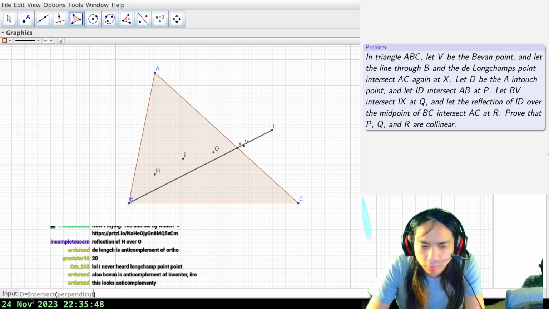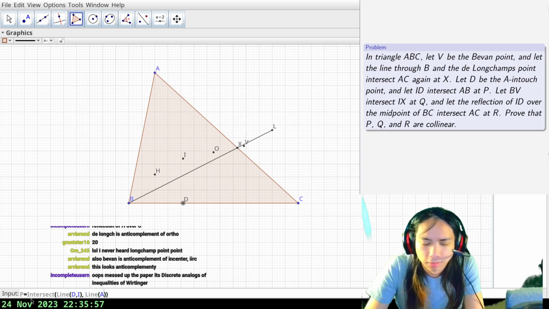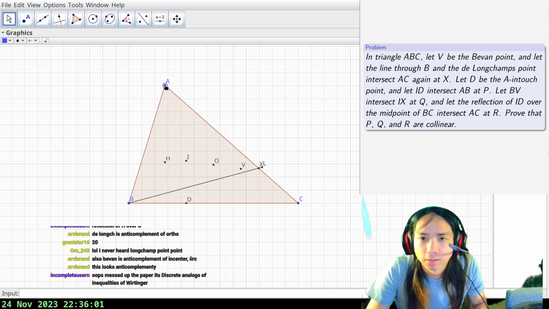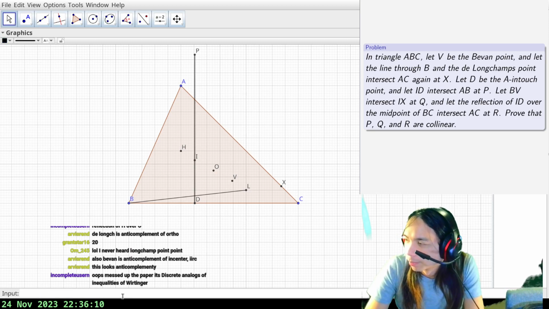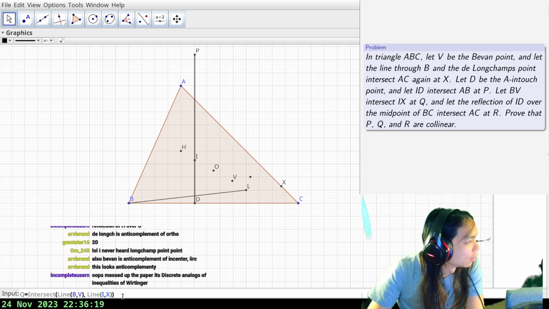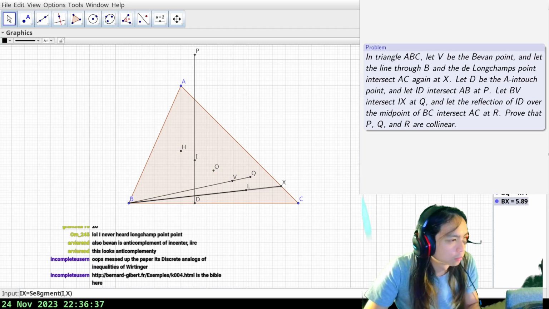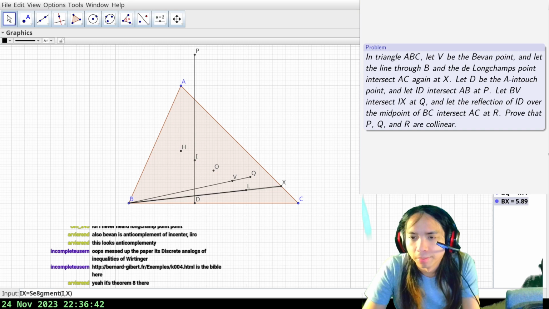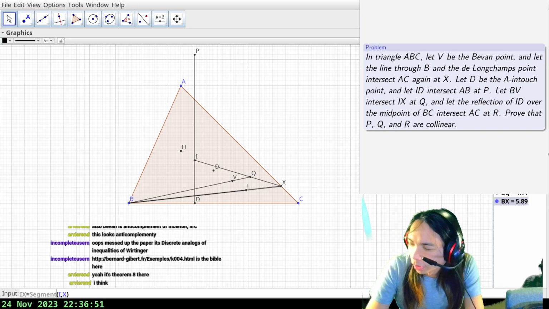equals. And let ID intersect AB. And then let BV intersect IX at Q. Okay, so BQ, IX, okay, so, segment. And that the reflection of ID over the midpoint of BC intersect A.